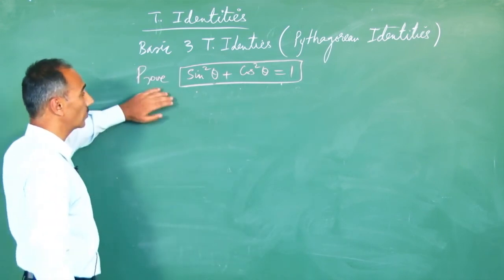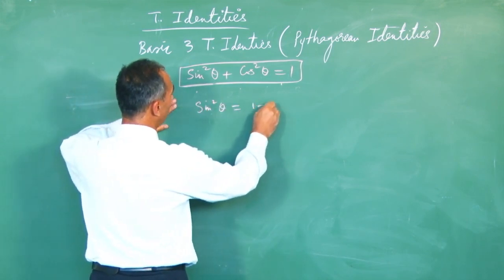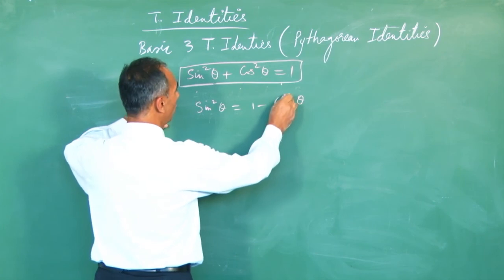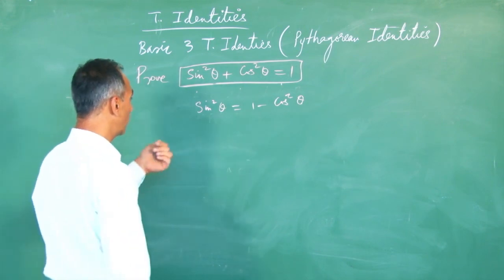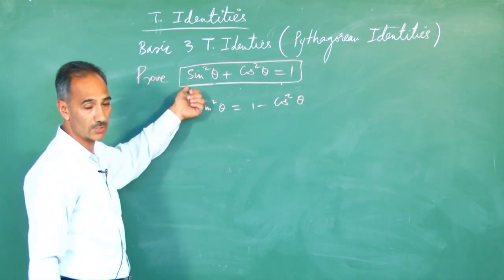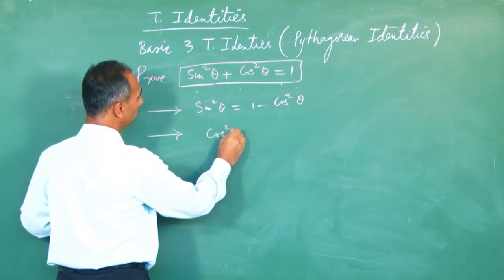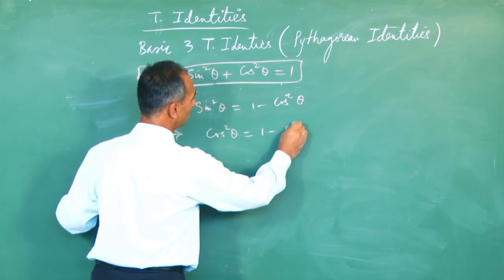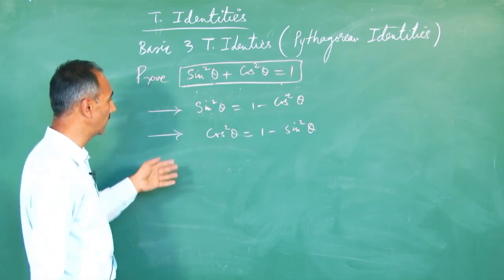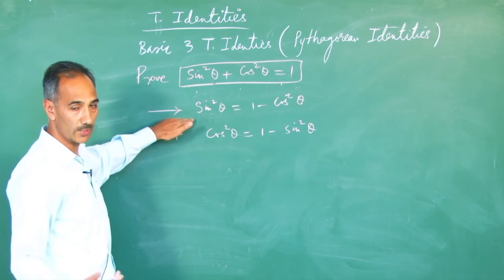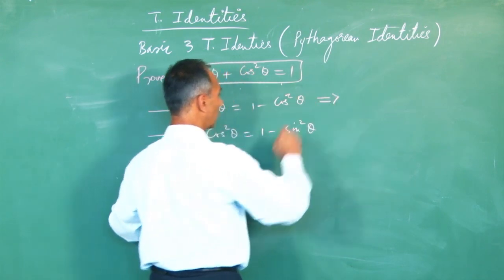Sine square theta plus cos square theta is 1. This could be written the other way as sine square theta is 1 minus cos square theta. Sometimes you could be asked to prove this also. Prove sine square theta is 1 minus cos square theta. At that time you should understand that this is nothing but the famous result sine square plus cos square is 1. Or one more result, cos square theta is 1 minus sine square theta. So cos square could also be written as 1 minus sine square theta. So sine square plus cos square 1, or sine square 1 minus cos square, or cos square 1 minus sine square.